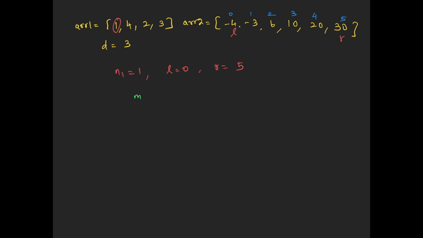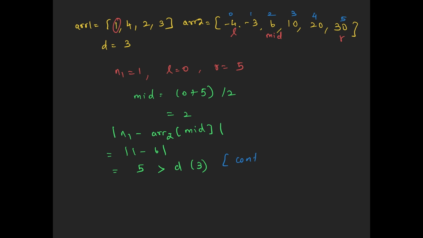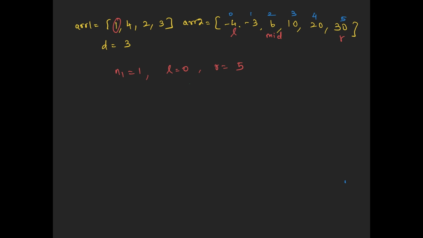We calculate the mid index. The mid index is 2 now. The value at the midpoint in array 2 is 6. Next, we calculate the absolute difference between the selected number from array 1 and value at mid index in array 2. This value is greater than d. Now we need to adjust the search range. The goal is to find an element in array 2 where the absolute difference is less than or equal to d. Let's understand how to adjust the left and right pointers.